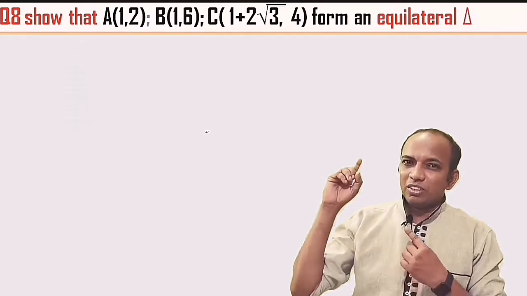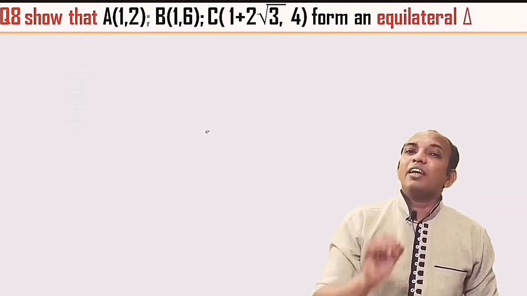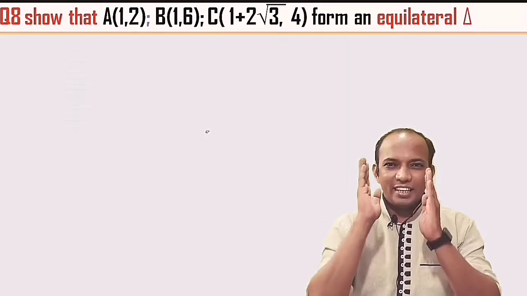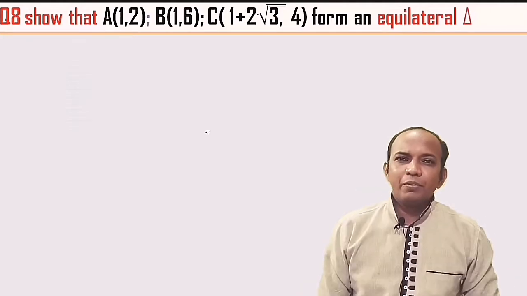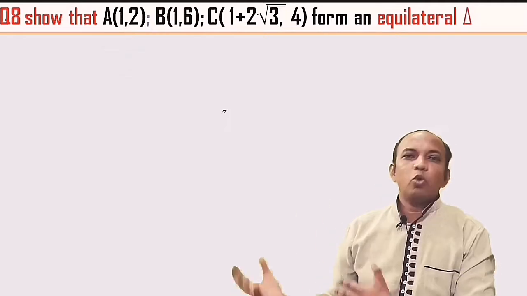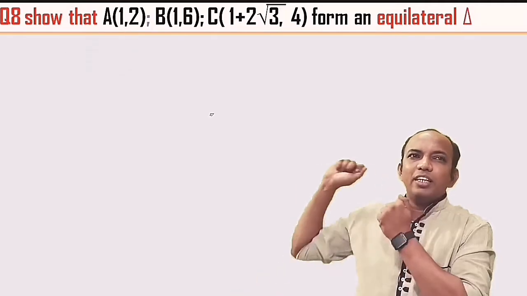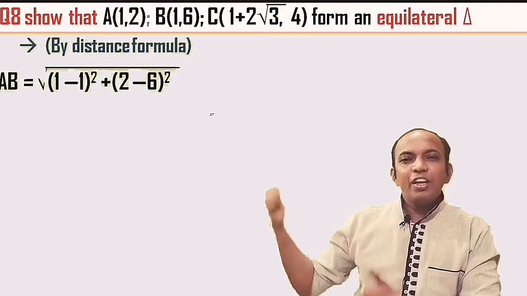Check the coordinate of C, the x coordinate particularly. We are given 1 plus 2 root 3, and that makes it unusual. The moment we go ahead, I will explain how to find the square of it and how to operate on it also. So let's move on. Here is the distance formula for side AB.